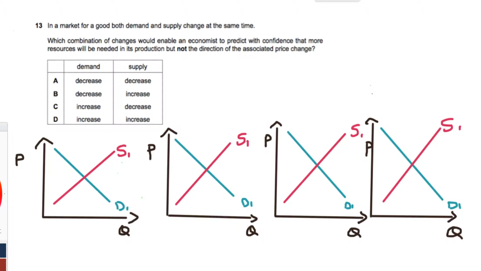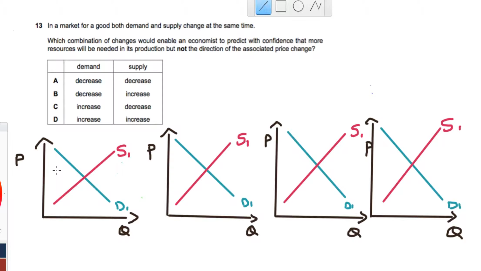So, which of the options would help us to figure out that more resources will be needed, but we can't say for sure what is the direction of the associated price change? I have four graphs in front of us here which represent the four options, and let's try to find out which option matches.